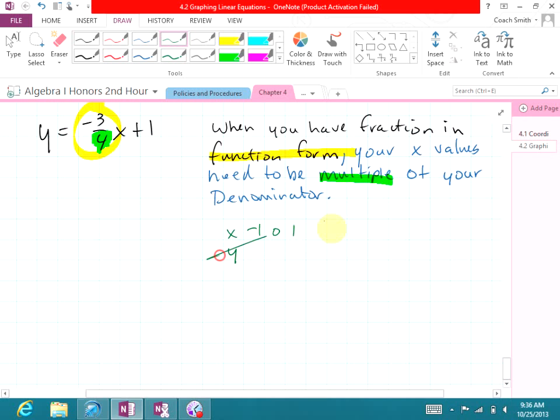So let's not use those, but let's use x equal negative 4, 0, and 4. Okay? Because those are multiples of my denominator. And so here's what you would have then. Now it becomes easier. Y equal negative 3 over 4 times negative 4 plus 1. Well, now the negative 4 and 4 cancel each other out because we can cross cancel. And that leaves me with y is equal to negative 3 plus 1.